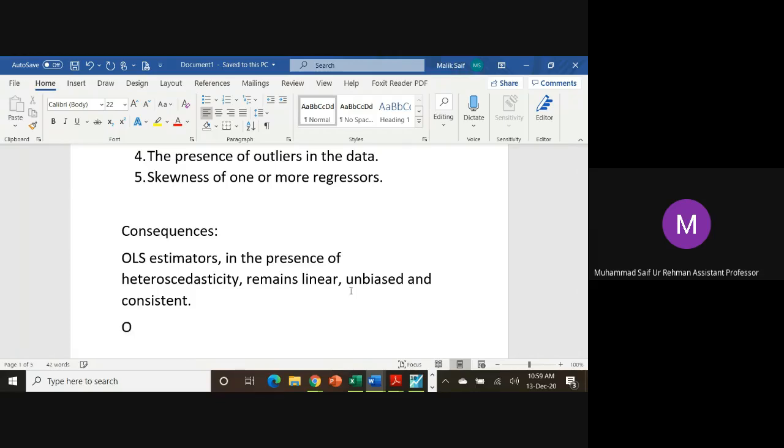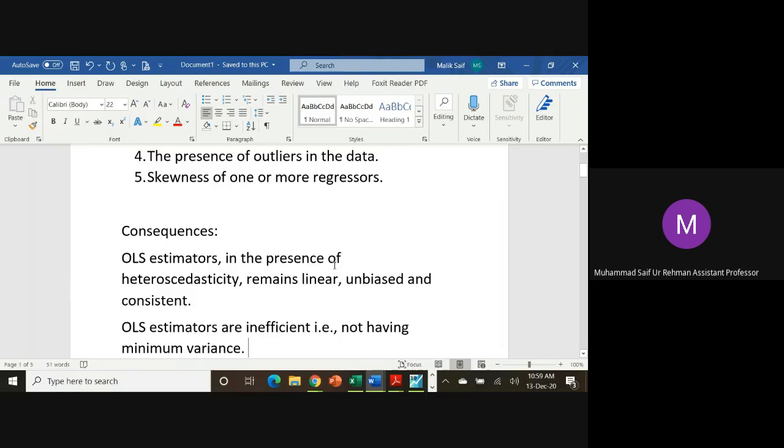However, the OLS estimators become inefficient. That is, they do not have minimum variance.